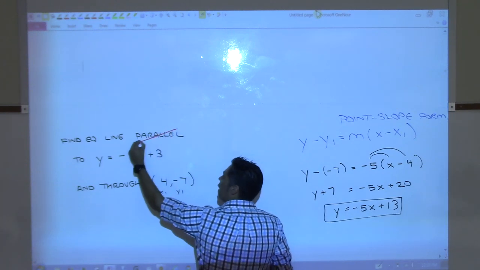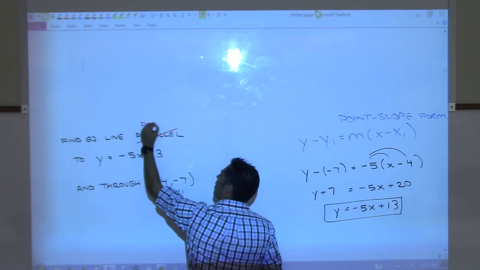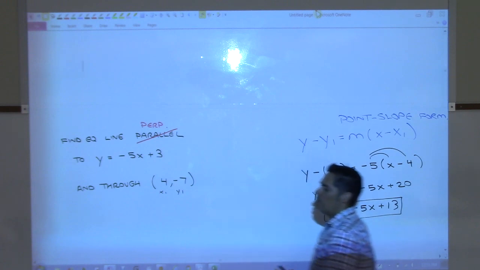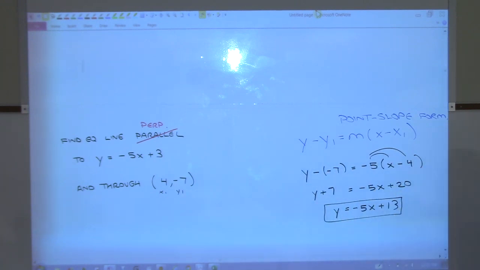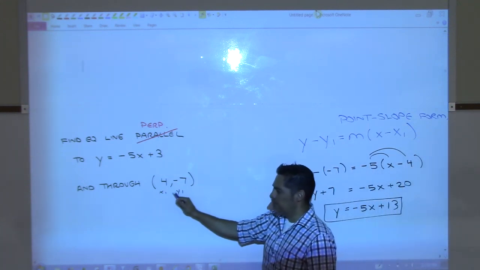Jared, I'm going to change the problem, and I'm going to say perpendicular here instead. So what would change, Jared, if the problem said find the equation of the line perpendicular to that line, but still through this point?